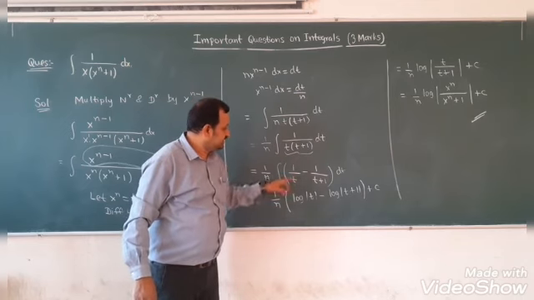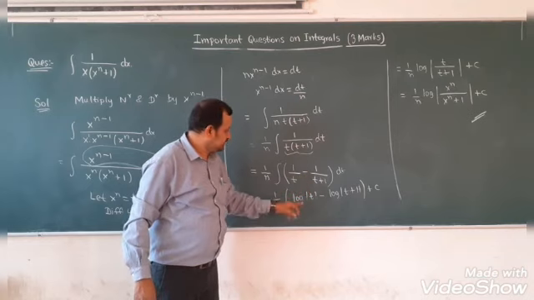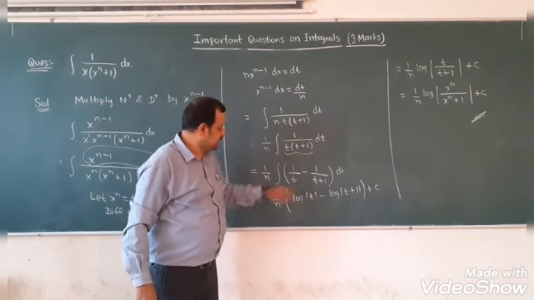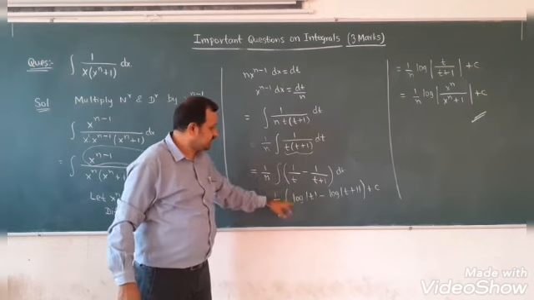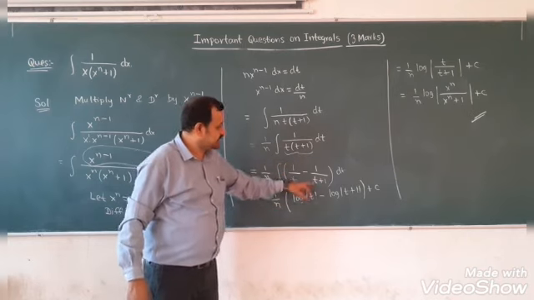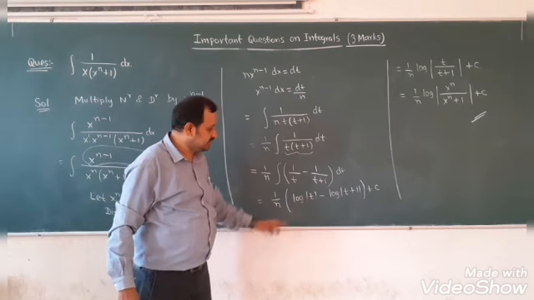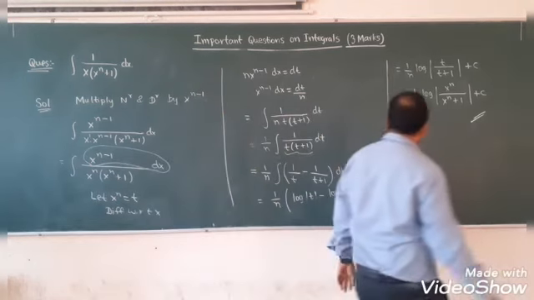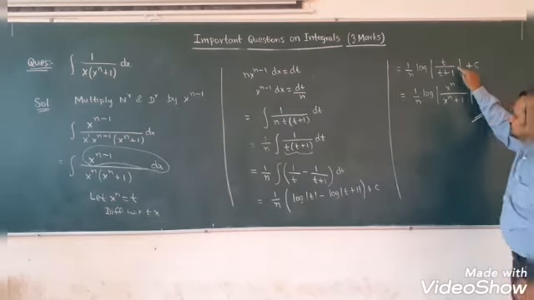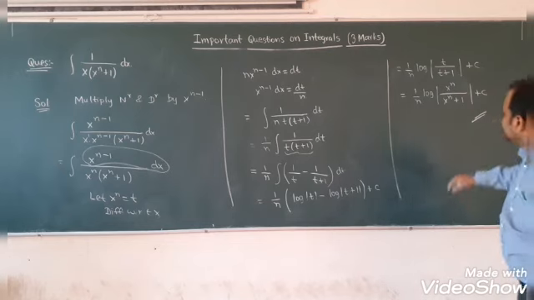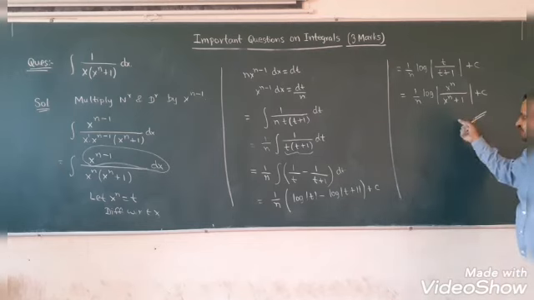If you simplify this, you will get the same 1 by t into t plus 1. So the integral of 1 by t is log t and the integral of 1 by t plus 1 is log of mod t plus 1. Log a minus log b we can write as log a by b. So t is nothing but x to the power n. So this is the final answer.